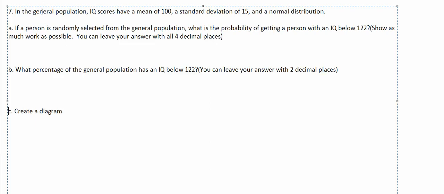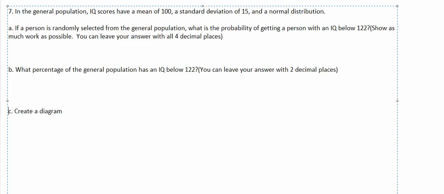So here we have a situation in which IQ scores have a mean of 100 and a standard deviation of 15 and a normal distribution. We know that this is true about IQ scores in the general population. And it's asking if a person is randomly selected from the general population, what's the probability of getting a person with an IQ below 122?